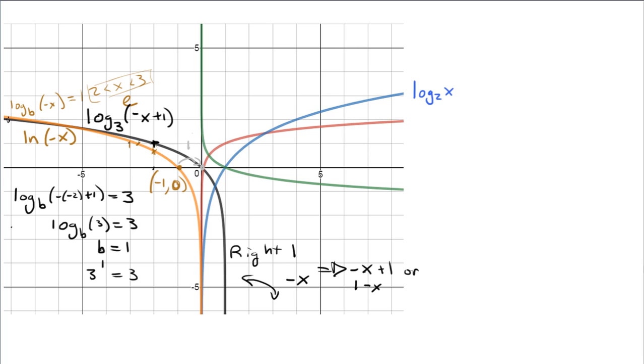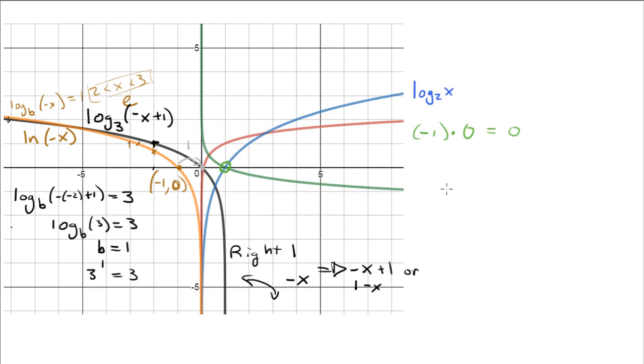Now I want to look at this green one because it goes through this point. And like our basic log base 2 of x, that means that at 1 we get 0. And you know what? Negative 1 times 0 is still equal to 0. So this was mirrored and it's flipped upside down. So we've got an upside down flip to this.